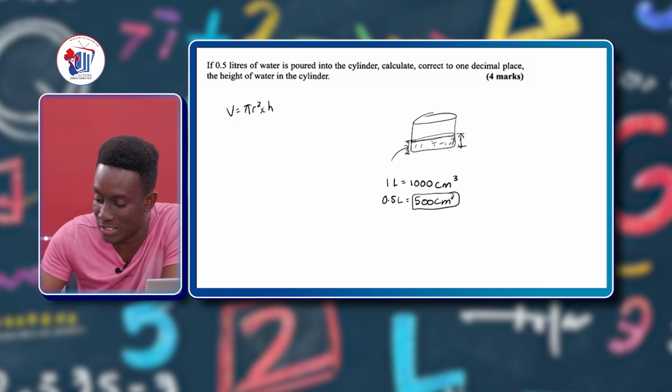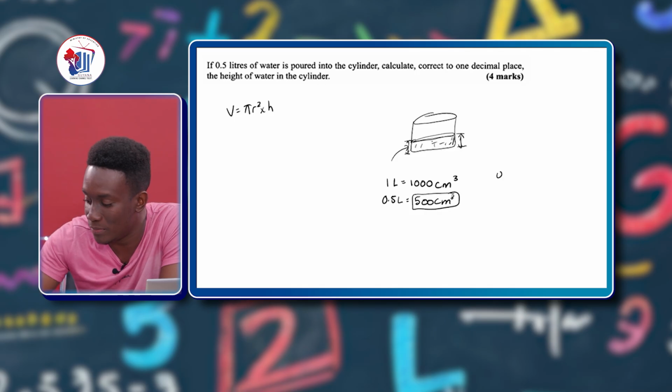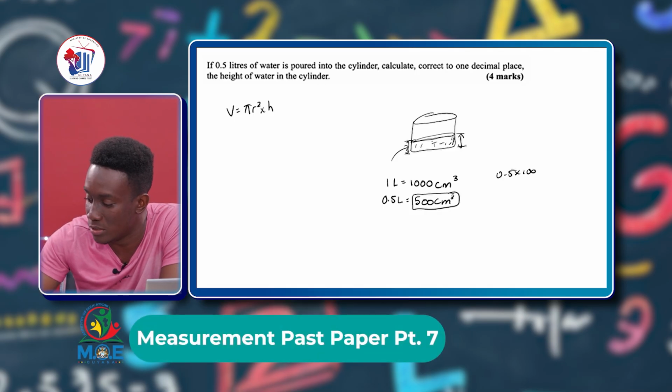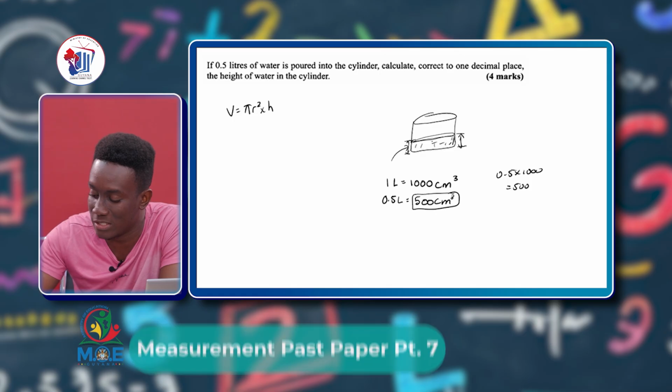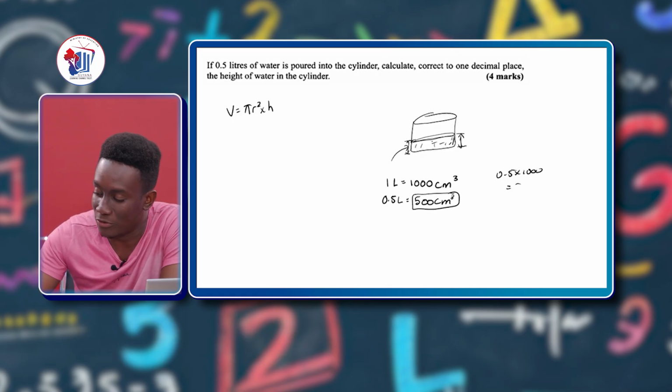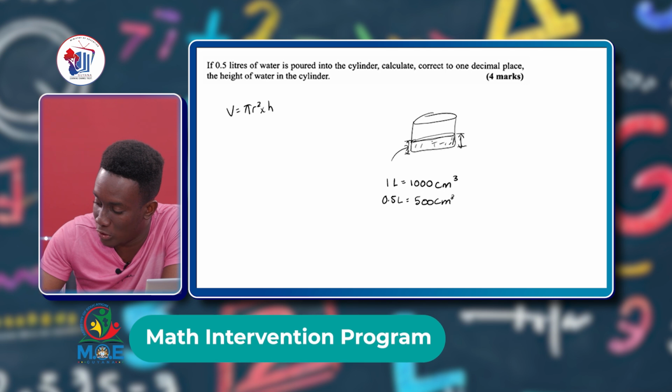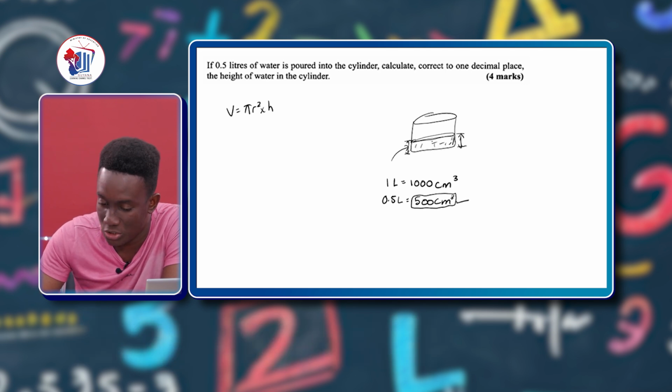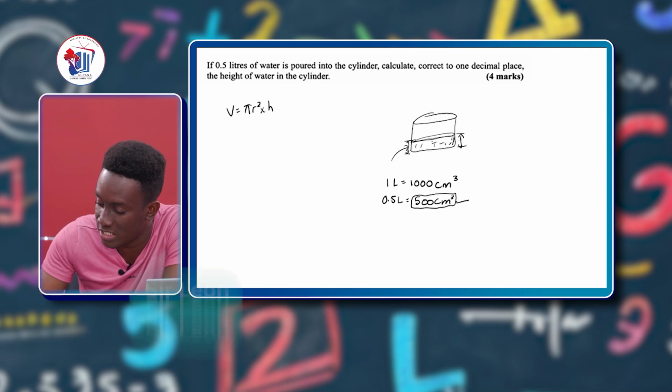How do we get this? We simply get this by multiplying 0.5 by 1,000, and this will give us 500, but there's no need to do that. If 1 is 1,000, then half would simply be 500. Common sense. So this here is the volume of the cylinder at the height that the water reaches. So now we can substitute this for volume.